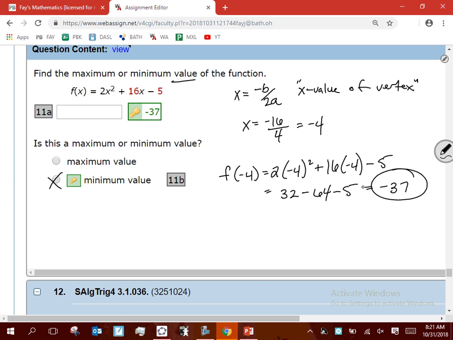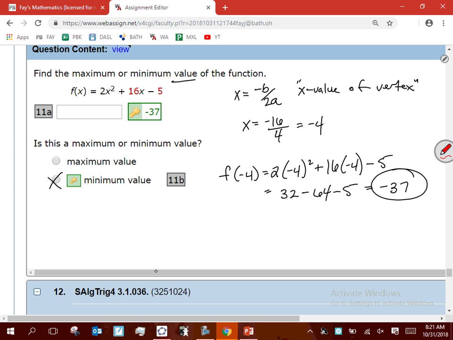So what that tells me is that my minimum occurs at an x value of negative 4, so 4 over in that direction, and then down negative 37. Okay? So my curve is going to look something like that. Does that make sense? Concave up.